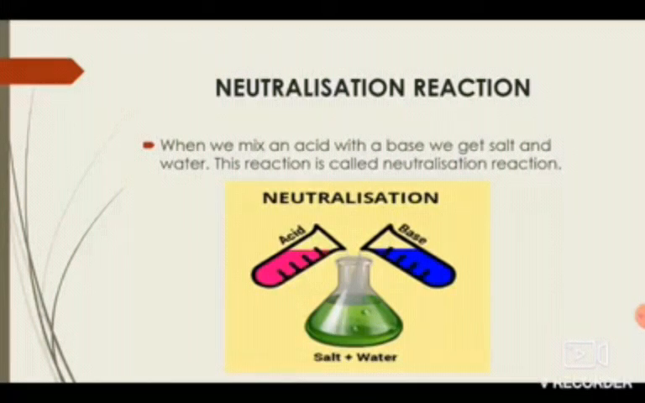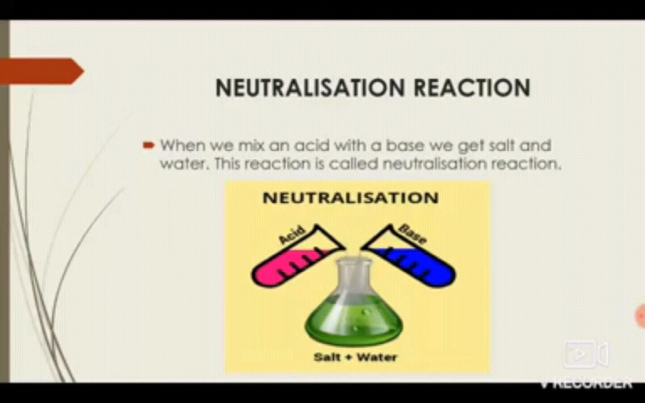So we have learnt about acids and bases and how indicators can be helpful for us to find out whether a substance is an acid or a base. Now, acids and bases are like opposites to each other. But have you wondered what will happen if I mix an acid with a base? See the picture over here.